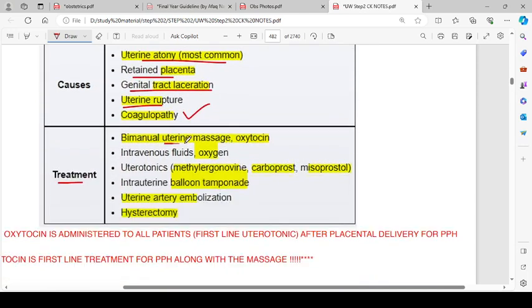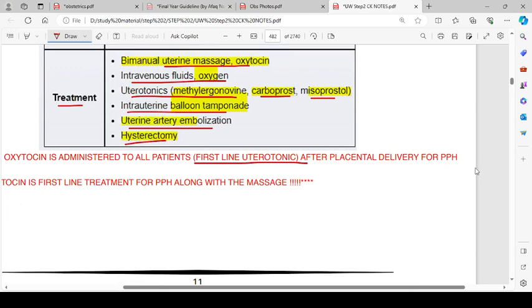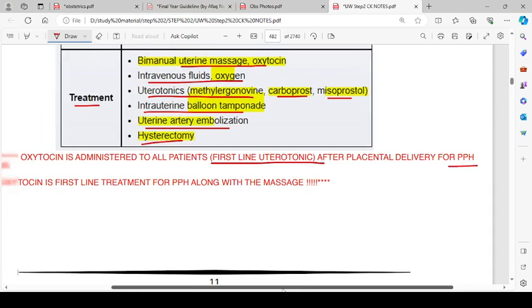Treatment is done with a bimanual uterine massage and oxytocin, intravenous fluid, oxygen, uterotonics, methylergonovine, carboprost, and misoprostol, intrauterine balloon tamponade, uterine artery embolization, and hysterectomy. Oxytocin is administered to all patients, first line uterotonic, after placental delivery for postpartum hemorrhage.